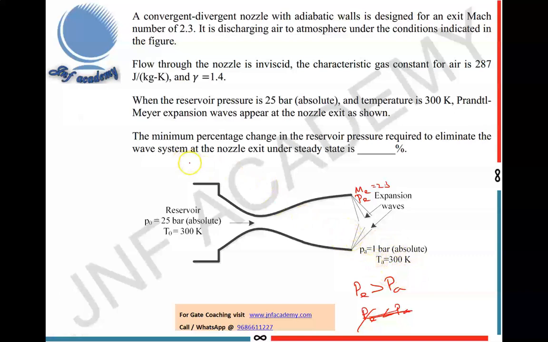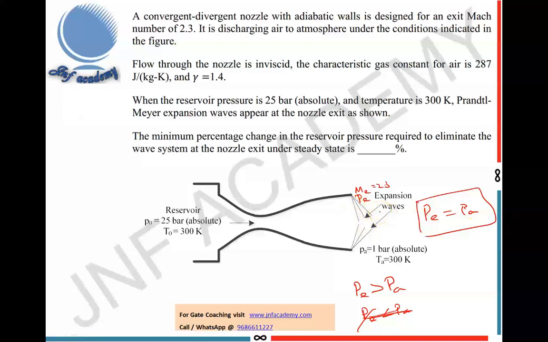So now what is the question asked? The minimum percentage change in the reservoir air pressure required to eliminate the wave system at the nozzle. They don't want there to be a wave. So basically they want to maintain an exit pressure PE equal to atmospheric pressure PA. If you maintain this, then there is no requirement of any wave here, either expansion wave or shock wave. Nothing is required.